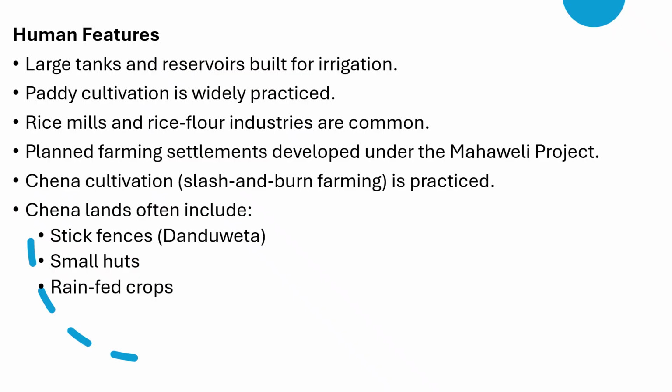Human features: large tanks and reservoirs built for irrigation. Paddy cultivation is widely practiced, rice mills and rice flour industries are common, planned farming settlements developed under the Mahaweli project, and chena cultivation, slash and burn farming, is practiced. Chena lands often include stake fences, danduweta, small huts, and rain-fed crops.